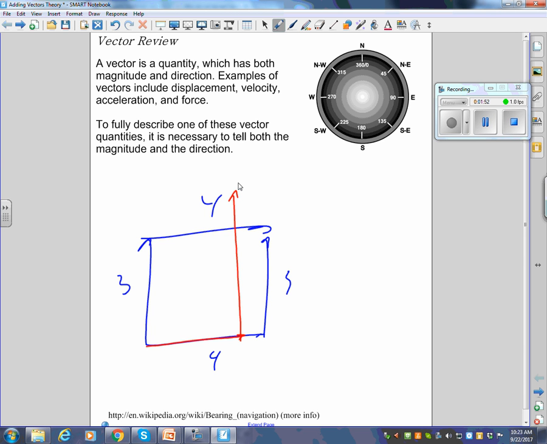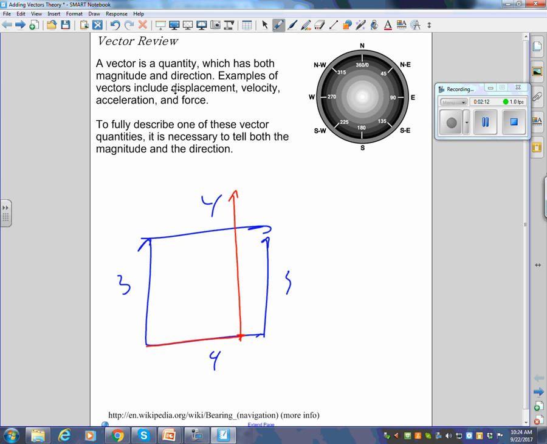Okay? All right. So that's kind of what this is today, and then we're going to actually add vectors by Pythagoras. So I'm just going to do a little quick review about vectors. So a vector is a quantity which has both magnitude and direction, like the supervillain. Examples of vectors include displacement, velocity, acceleration, and force. To fully describe one of these vector quantities, it's necessary to tell both the magnitude and the direction.